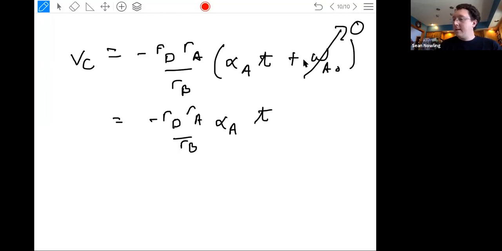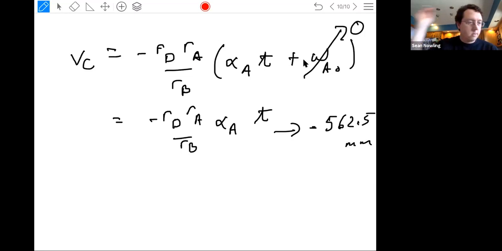And I suppose, okay, so then we can plug in numbers here. And if I do that, when I plug in numbers, at time equals 3 seconds, I get negative 562.5 millimeters per second. All right.